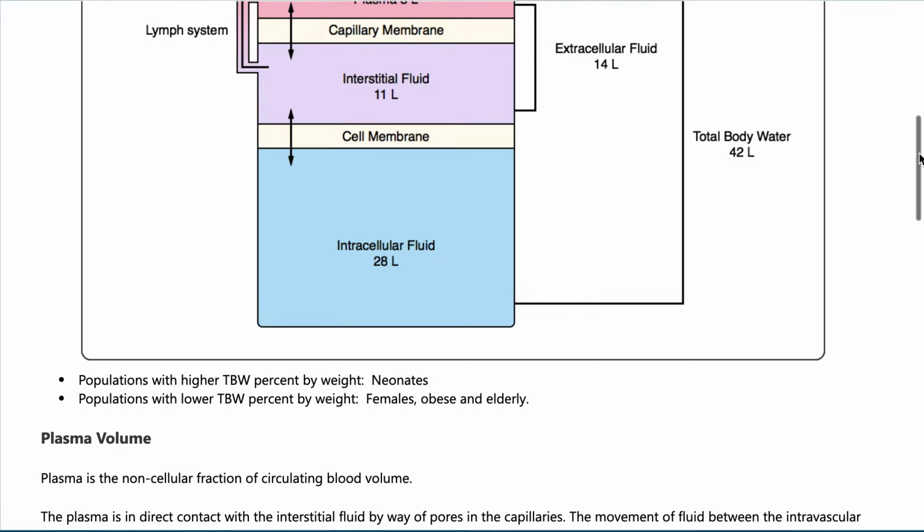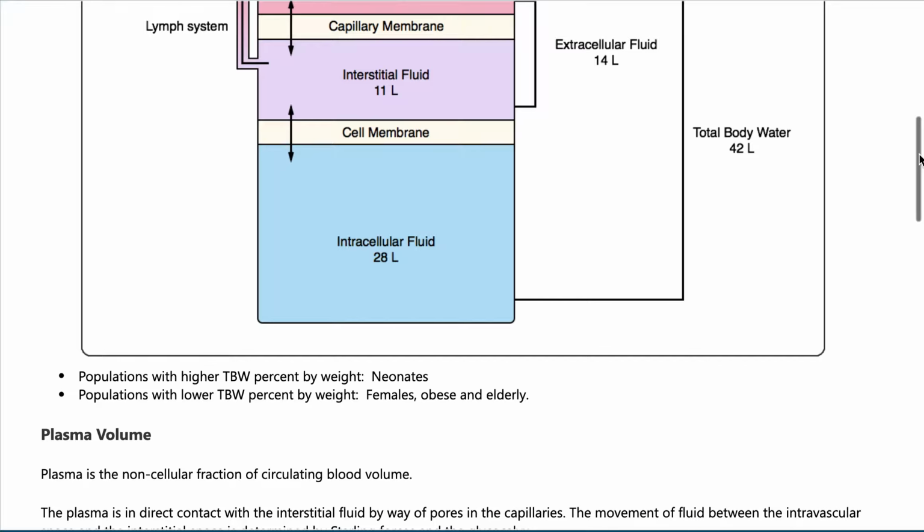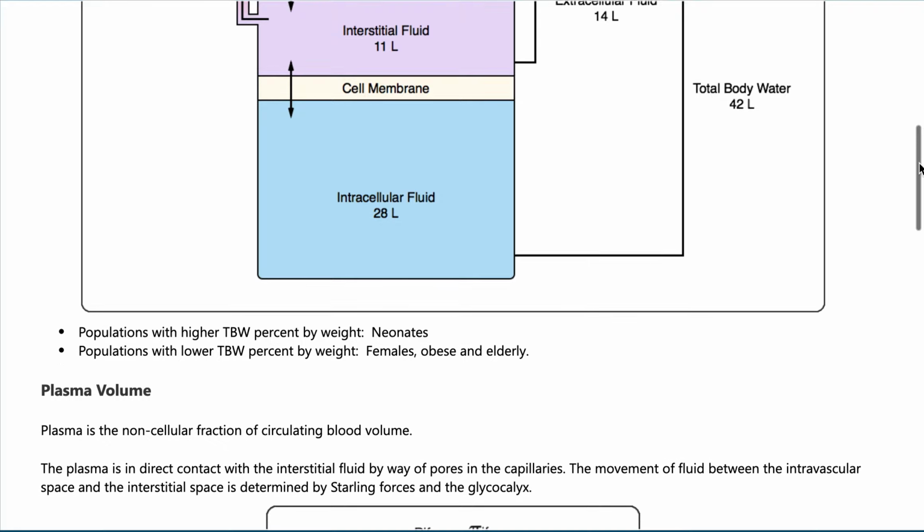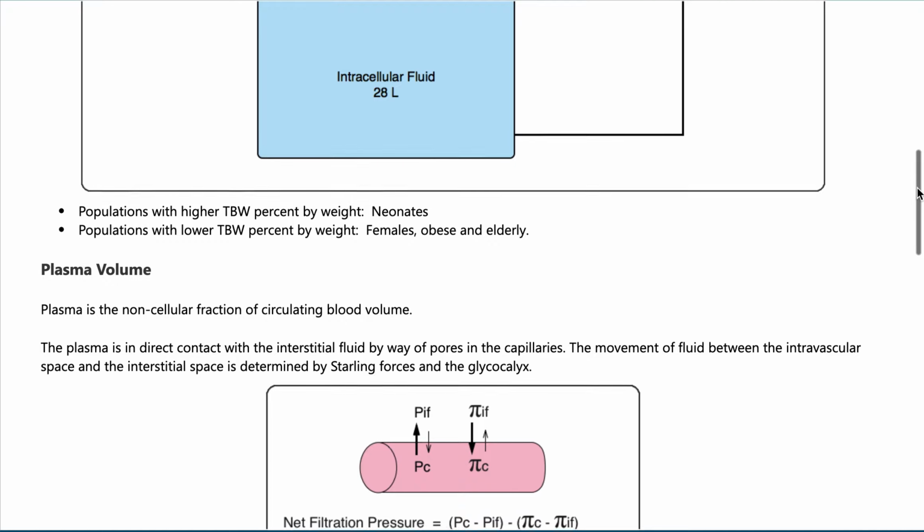The population with a higher total body water percent by weight is neonates. So neonates have a higher total body water percent by weight. And females, obese, and elderly have a lower total body water percent by weight.